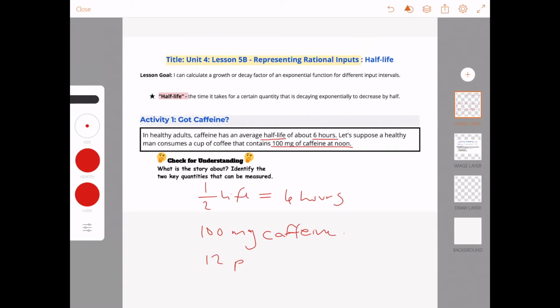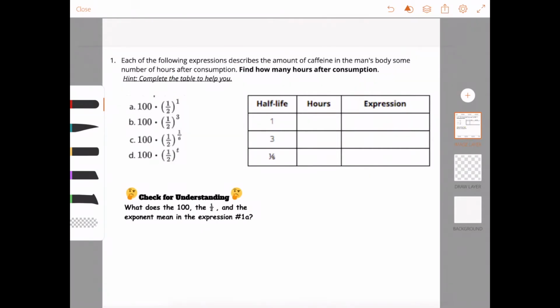And then 12 o'clock p.m. is the time. So our key quantities are that 6-hour half-life and 100 milligrams of caffeine. Now we're going to use these key quantities to solve the practice problems for this video.